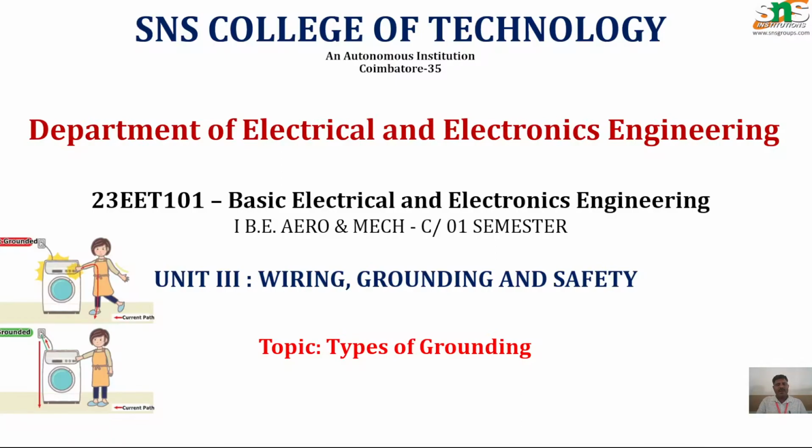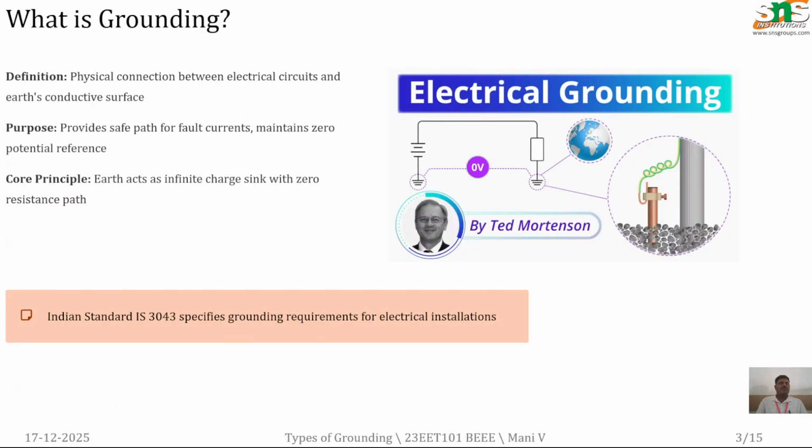Hi, welcome back. Today we are going to discuss types of grounding. So, what is grounding? A physical connection between an electrical circuit and earth is called grounding. It provides a very low resistive path, so if any fault current or leakage current appears in the electrical circuit, it is immediately taken into the earth. Here we have to maintain zero potential difference.